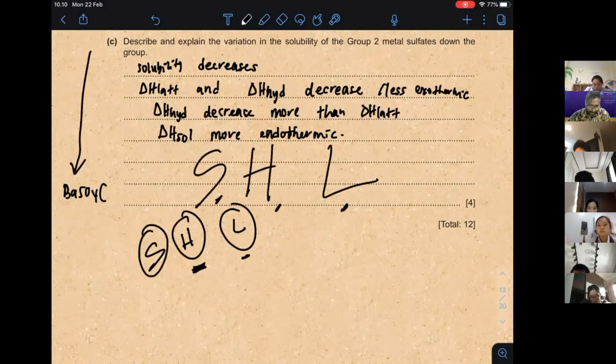But if they are asking for hydroxide, why is hydroxide different? Hydroxide solubility will increase. So you just need to say that this one increases, this is also going to decrease, but your lattice energy will decrease more than hydration. Therefore, your enthalpy of solution will be less endothermic. So that explains hydroxide. So please remember these two.